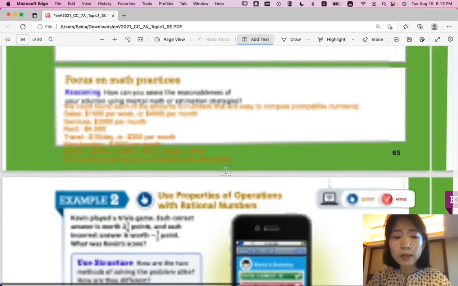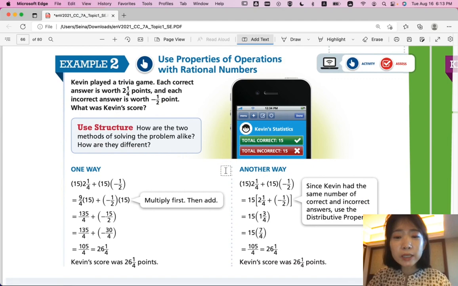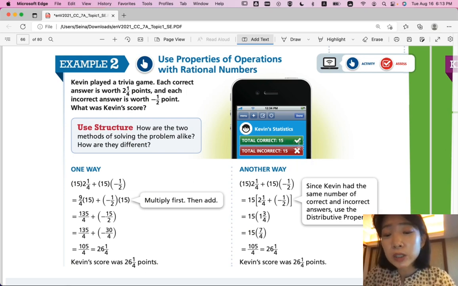Alright, let's look at the next example. Example 2. Use properties of operations with rational numbers. Kevin played a trivia game. Each correct answer is worth 2.25 points, and each incorrect answer is worth -1/2 points. What was Kevin's score? So the total number of correct answers he got was 15, and the total incorrect is also 15.